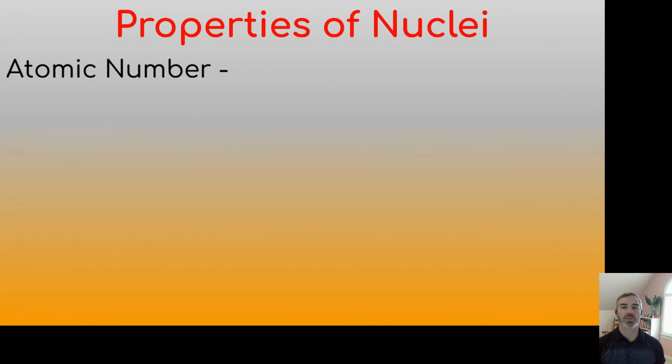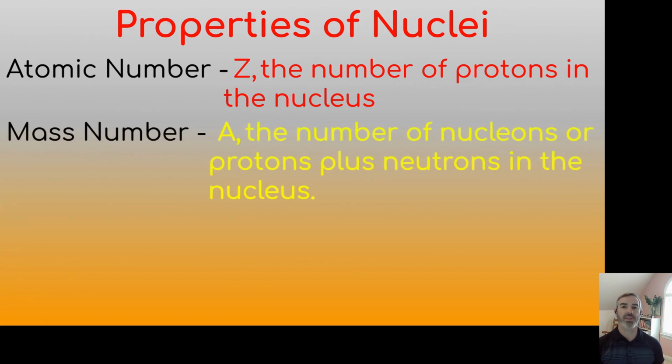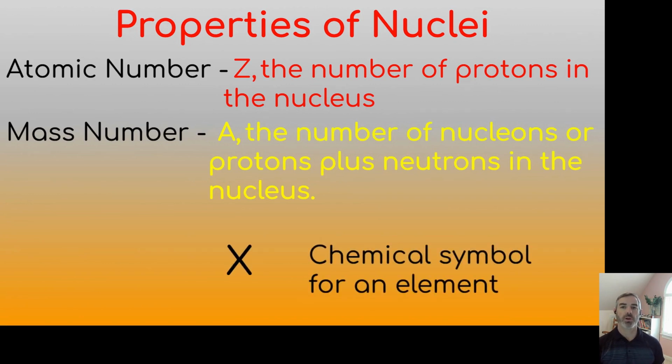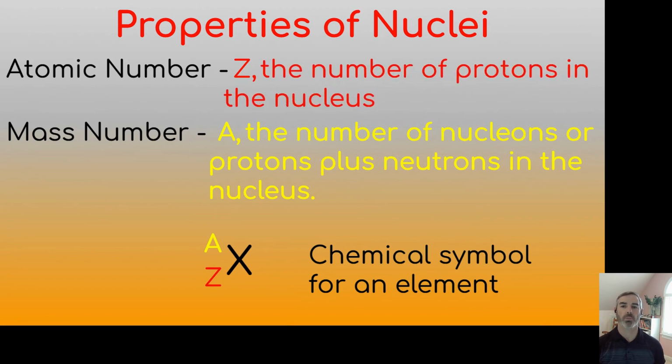So the atomic number is going to be denoted with a capital Z, and that's just the number of protons that the nucleus has. And then our mass number is going to be denoted with an A, and that is the total number of nucleons, which are protons and neutrons. Now, the chemical symbol is going to be denoted with a capital X for generic purposes, and A is going to be in the upper left corner, the mass number, and the bottom left corner of it is going to be the atomic number, which is the number of protons.